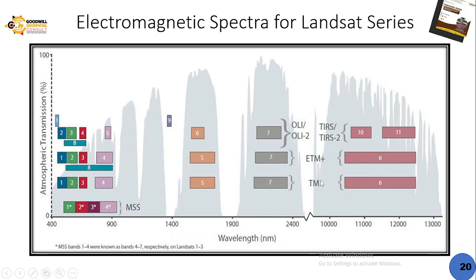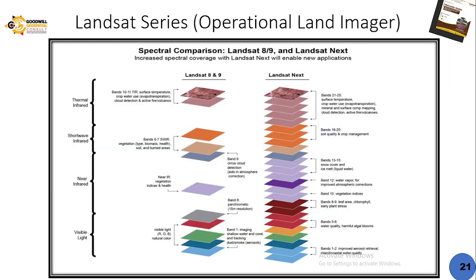And the enhanced thematic mapper has 7 bands, but only one band, that's band 6, covers the thermal infrared range. So that's that. The Landsat series, the operational land imager. We have the operational land imager Landsat 8 and 9. Now these are the wavelength categorization for each respective band in the Landsat 8 and the Landsat 9.